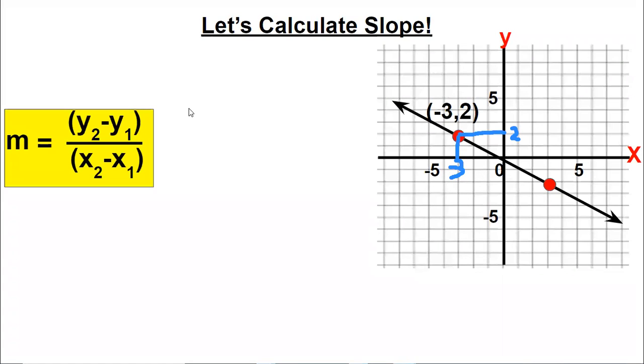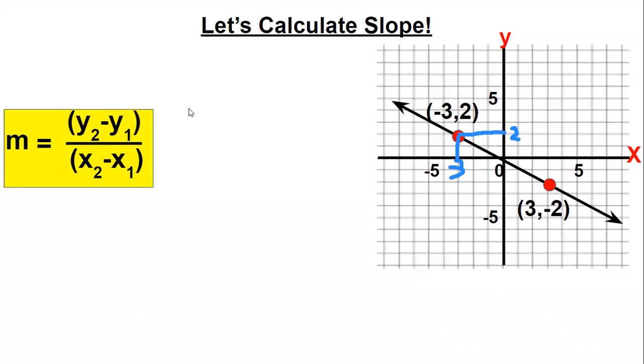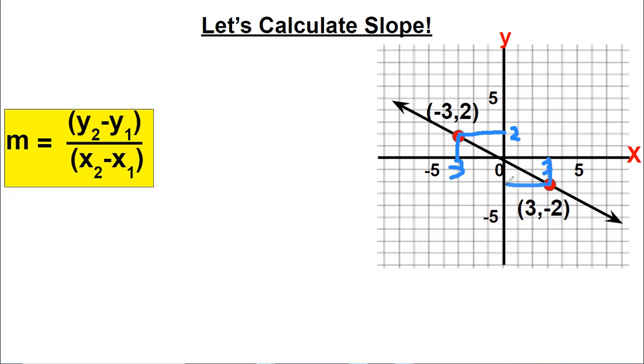And then we have to figure out the other point. So that's 3, -2. Why is it 3? Well, this is 1, 2, this is 3 right here. Comes down from the 3, and then it goes over and across to here. And this is the point -2. So once you've established your points, you can work your slope.